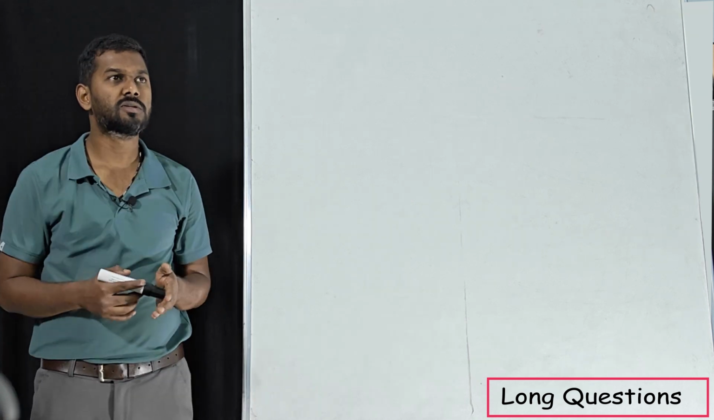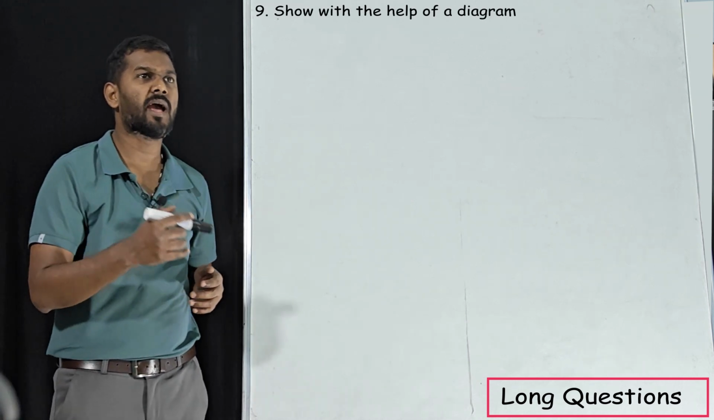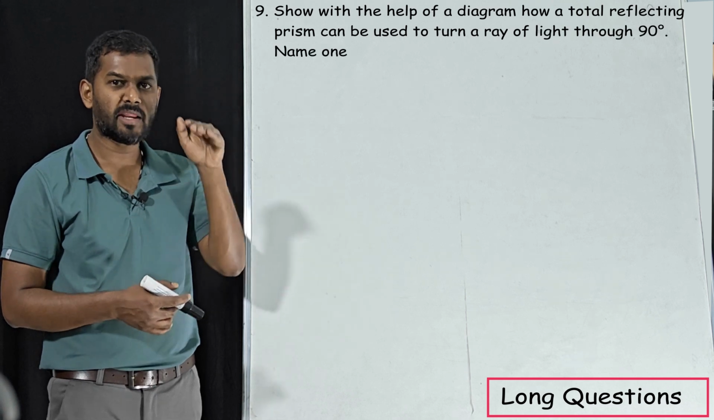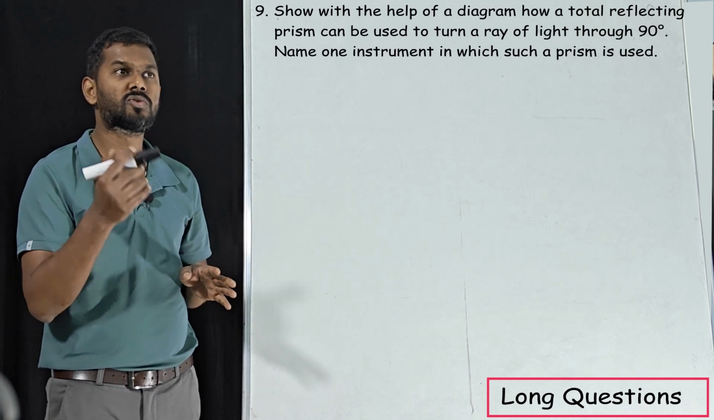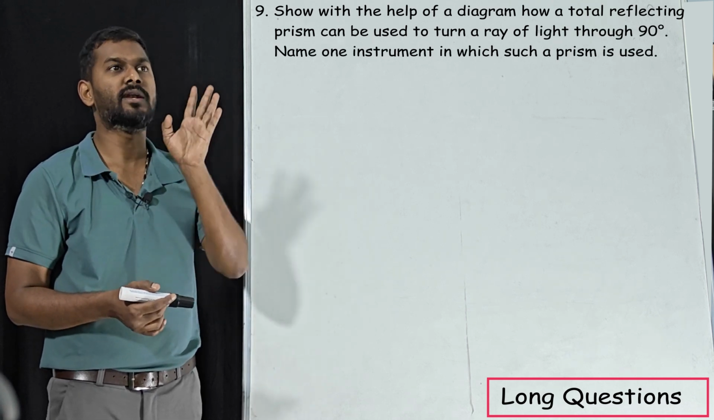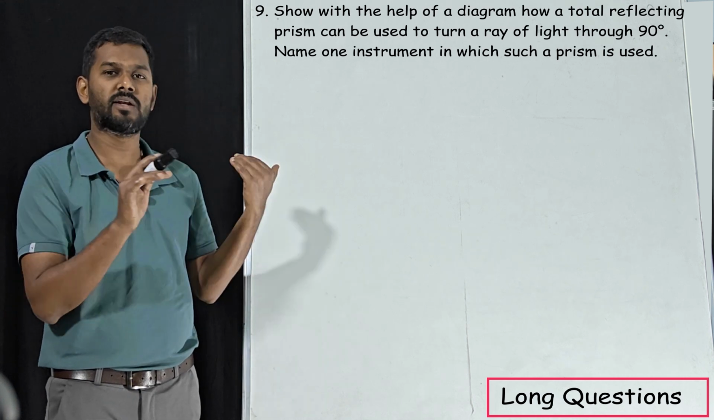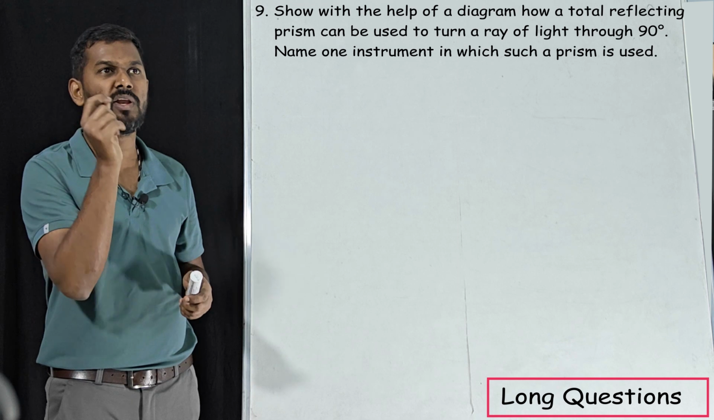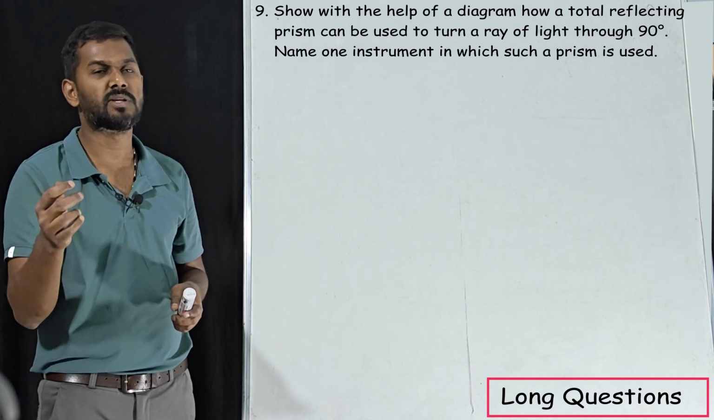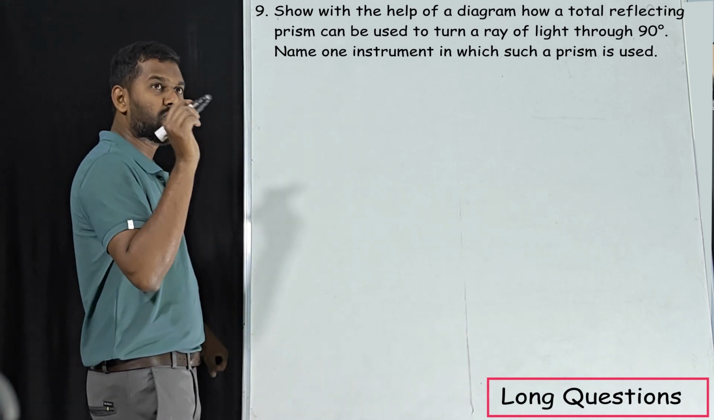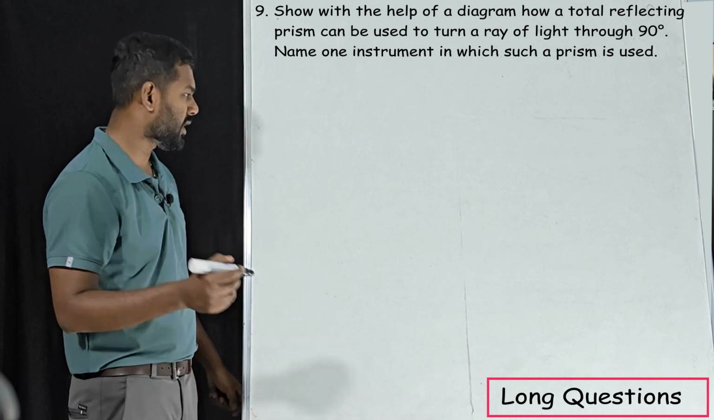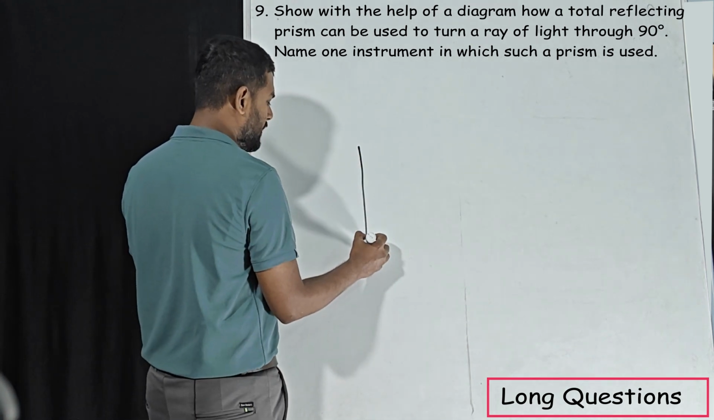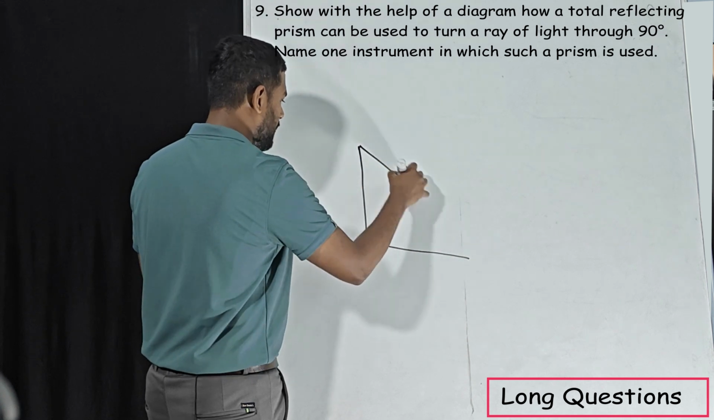That's it. Our next question: show with the help of a diagram how a total reflecting prism, meaning 90, 45, 45, can be used to turn a ray of light through 90 degree. This we have already learned in the concept video. Again we are going to do it here because there is one more sub question: name one instrument in which such a prism is used. Very simple. A total reflecting prism means one angle should be 90, and the other two will be 45.